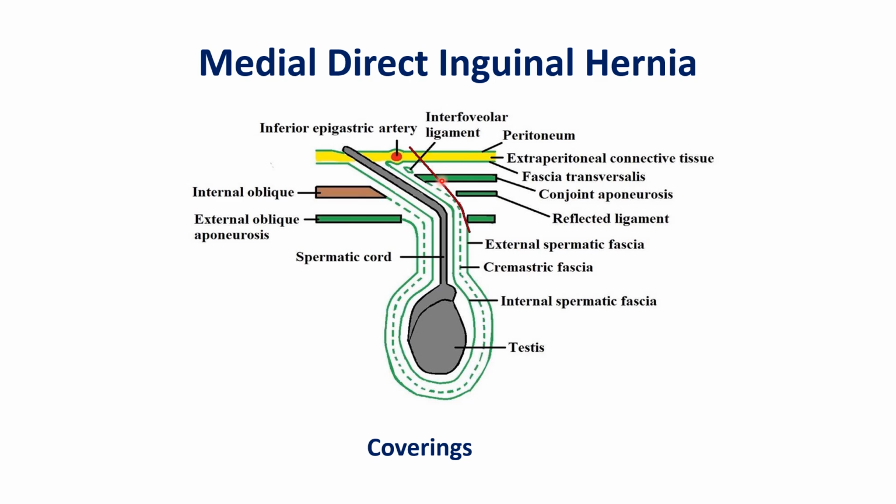So since we have the conjoint tendon, in this case the next covering will be the external spermatic fascia and then the skin. So the internal spermatic fascia is not a covering in this case, and the cremasteric fascia is also not a covering in this case. So the coverings of a medial direct inguinal hernia are peritoneum, extraperitoneal connective tissue, conjoint tendon, external spermatic fascia and the skin.